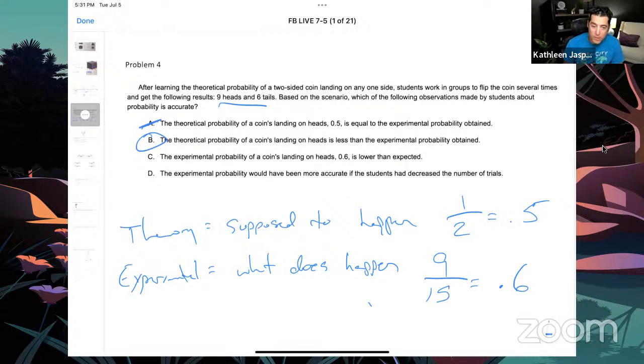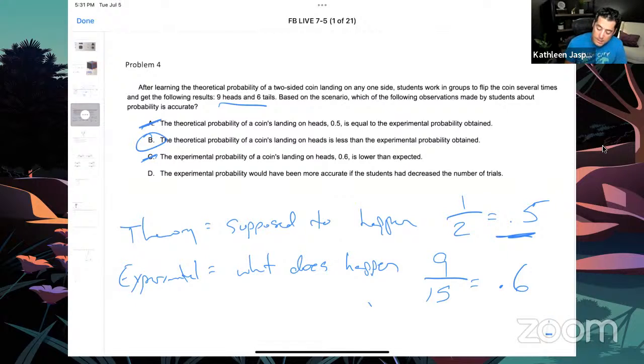C says the experimental probability of a coin's landing on heads, 0.6, that's right, we figured that out, is lower than expected. Well, is it lower than expected? If we were going to do this two-sided coin, the expected is 0.5. So it's actually higher than expected. So therefore, that is not correct. And then finally, D says the experimental probability would have been more accurate if the students had decreased the number of trials.